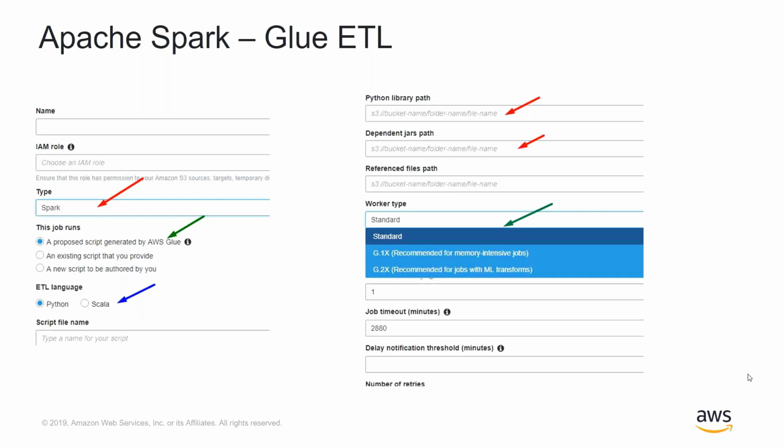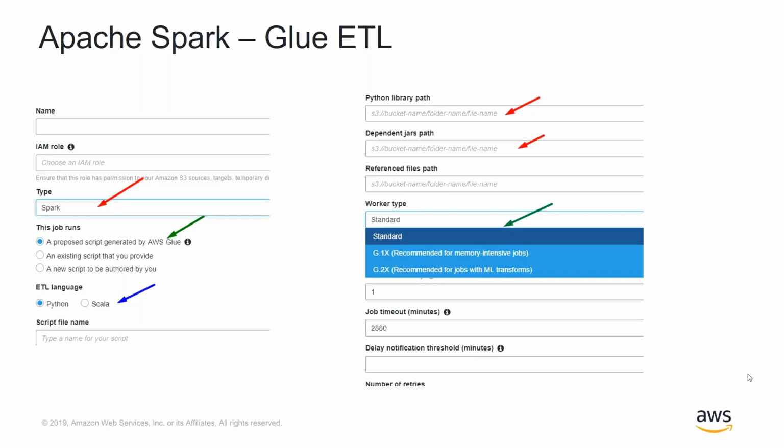Okay, so the third arrow, which is the blue arrow: we support 2 languages in Apache Spark. One is PySpark, which is Python, and the second is Scala. So you get the option to pick either as you develop your script or as you are bringing your own script.